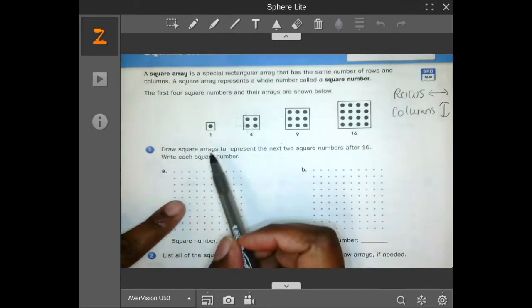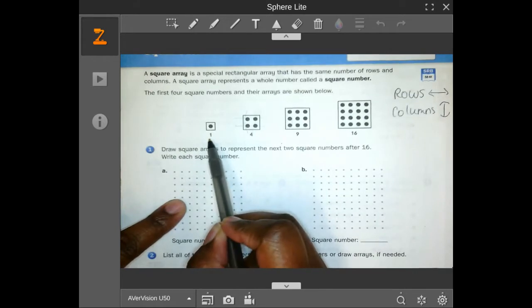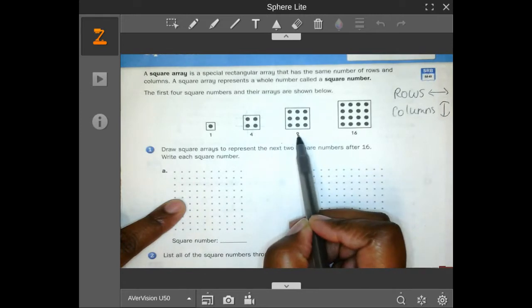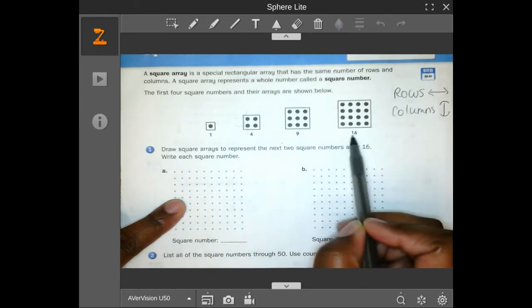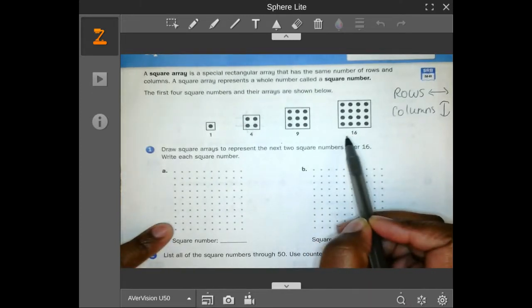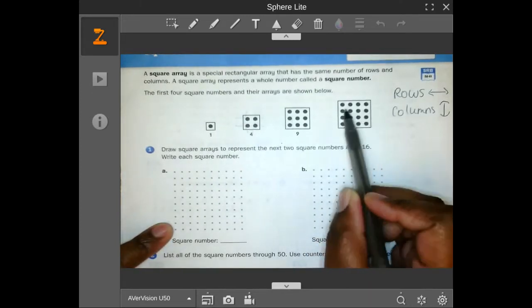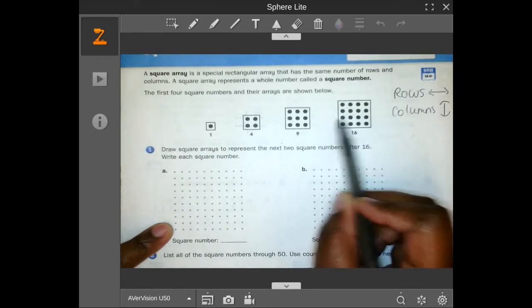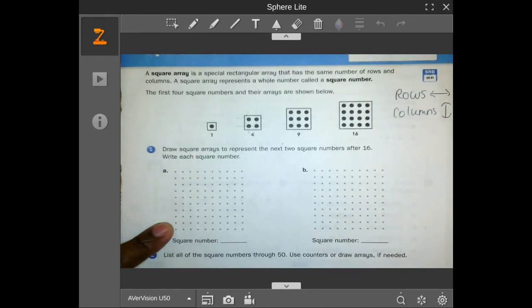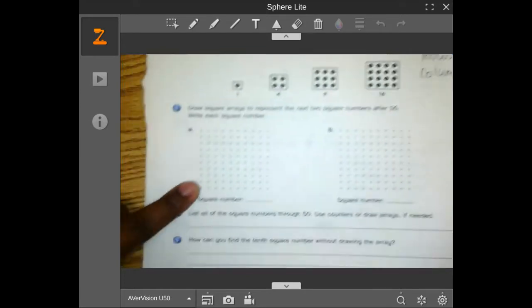So what we see is a square array for the number 1, an array for the number 4, an array for the number 9, and an array for the number 16. How many rows do we have for the number 16? 4. 1, 2, 3, 4. How many columns? The same amount. 1, 2, 3, 4. So just a reminder, a square array represents a whole number called a square number.